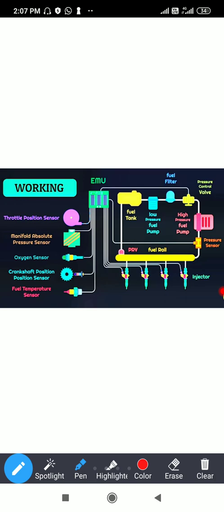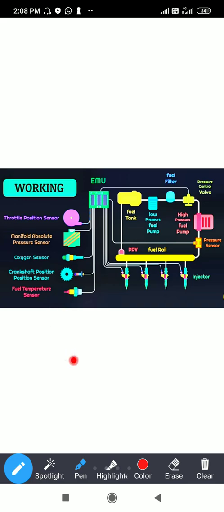Even the oxygen sensor is there, which is located near the pressure control valve or near the carburetor. How much percentage of the oxygen is supplied to the carburetor? Air is supplied to the carburetor, and the mixture is air and fuel, that is oxygen and the fuel. The next sensor you can see over here is the crankshaft position sensor.